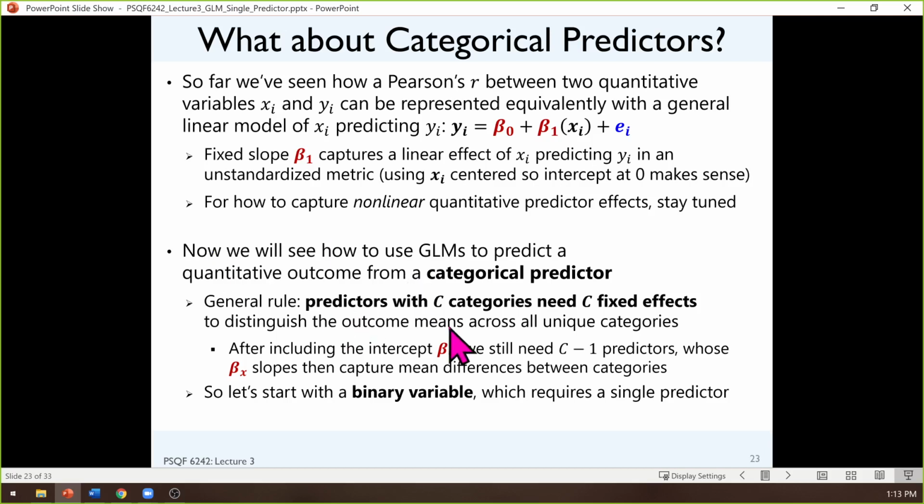So more generally, you will need to include fixed slopes that are c minus 1 with respect to the number of categories for c. So if I have a binary variable, c is 2, that means I need 1 slope, because I will have a fixed intercept that gives me the predicted outcome for whichever group is denoted 0, and then I will have a slope that gets me from the 0 group to the 1 group.